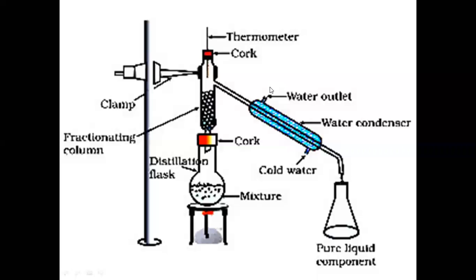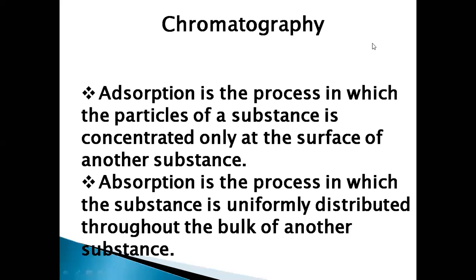First one is the simple distillation method. This is a separation method to separate two miscible liquids which have a sufficient difference in their boiling points. Next one is fractional distillation. This is the same as simple distillation, but the fractionating column makes the difference from the simple distillation method. The next one is chromatography.